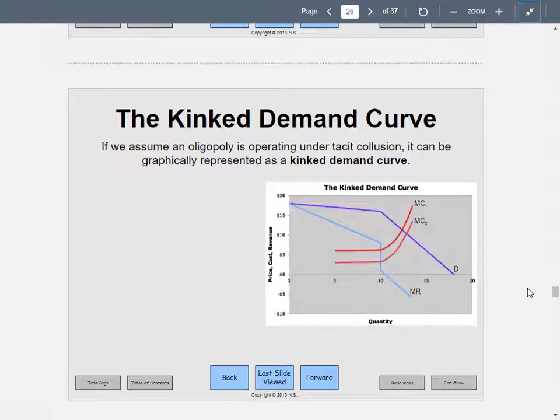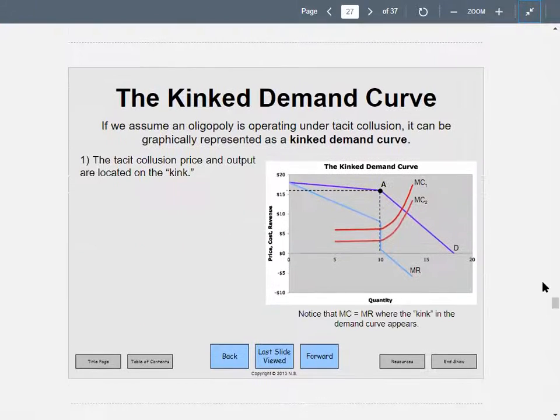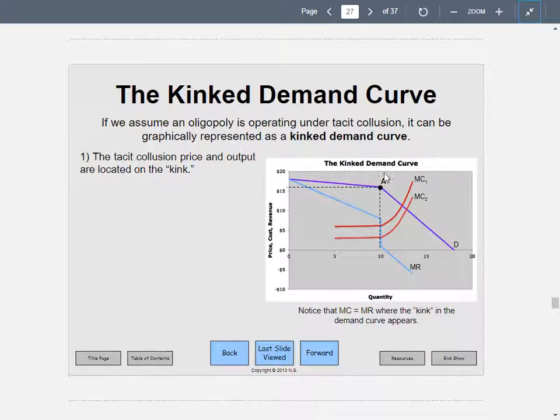If we assume an oligopoly is operating under tacit collusion, it can be graphically represented as a kinked demand curve, which is this dramatic curve. That's all that means. Right there. The tacit collusion price and output are located on the kink. So letter A.